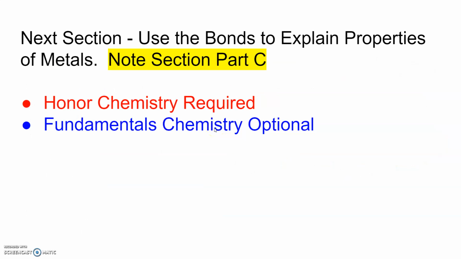All right, so in this next section, we are going to use metallic bonding to explain some properties. This will be taken in note section C. For honors chemistry, this is required for you to take these notes. For fundamental chemistry, it's optional for you to take the notes, but you must watch this video.